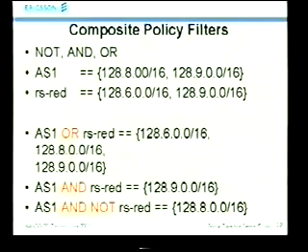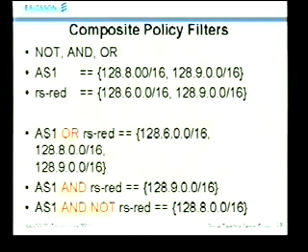We have composite policy filters. Now, these equal signs are not part of RPSL. I use them in my presentation just to say that AS1 originates these routes. RS-red has these routes as its members. And so AS1 or RS-red includes these routes. This is the AND operator, and this is the AND NOT operator. The logical operators do all the things you would expect them to do. So NOT is negation, AND is intersection, OR is union.